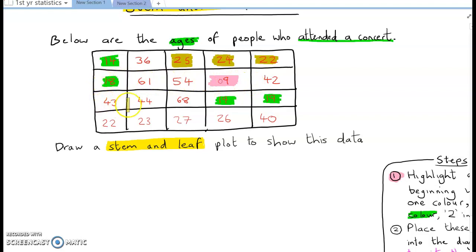Where else? Here's one. 26. Here's one. 27. Here's one. 23. Here's one. 22. They're all numbers that begin with 2. And now you guessed it. What do I do next?